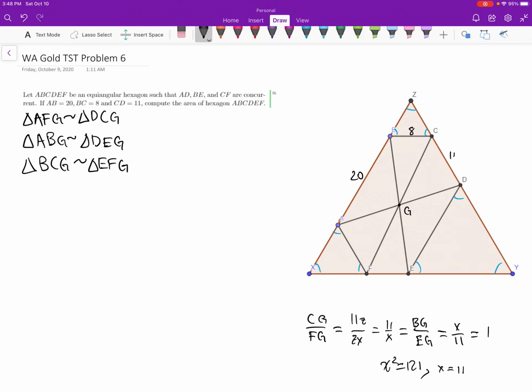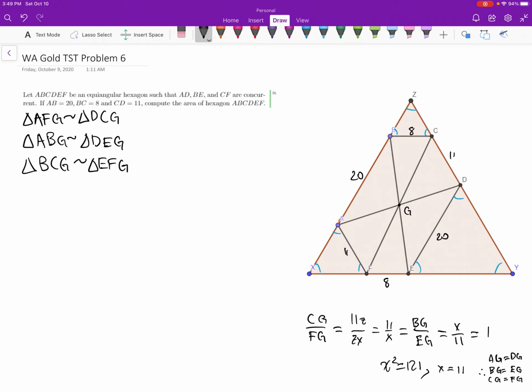So because we know that BG is equal to EG and CG is equal to FG and so on, I'll just write down for consistency that AG is also equal to DG. This gives us that FE is equal to 8, DE is equal to 20, and CD is equal to 11 because of the pairs of congruent triangles. And at this point, calculating the area is not too difficult.